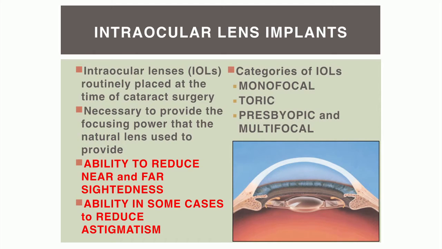So in general, in most cases, we're talking about putting a monofocal lens in people, sometimes a toric lens to correct astigmatism. And then more and more patients are learning about and are discussing the options of having correction of their reading vision as well at the time of cataract surgery.